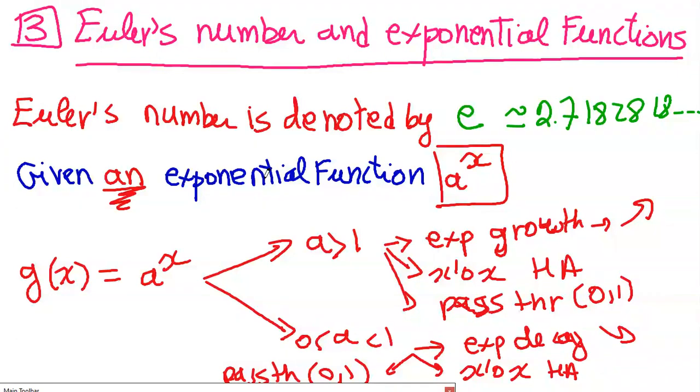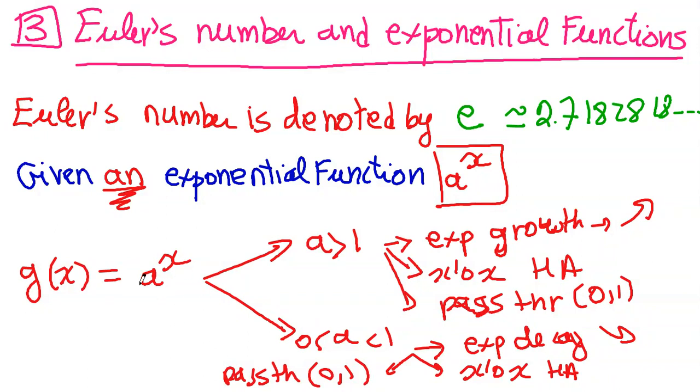So if I have an exponential function a exponent x, this function can have two possible graphs. If a is bigger than 1, if the base is bigger than 1, the exponential is going to be increasing. It's a growth function. The x-axis is a horizontal asymptote and it's passing through (0, 1). And if a, the base, is between 0 and 1, in this case it's going to be a decay function. It's also passing through (0, 1), and the x-axis is going to be the horizontal asymptote.